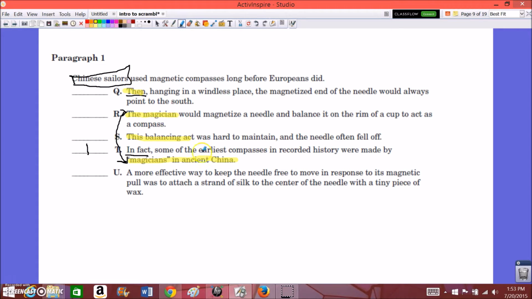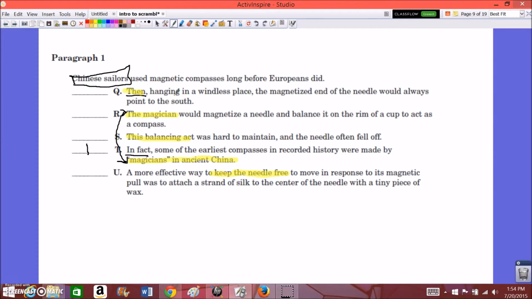Now, let me look at the last sentence for any phrases. "A more effective way to keep the needle free to move in response to its magnetic pull is to attach a strand of silk." Okay, "to keep the needle free." Seems like this is part of that sequence that was introduced with Q, so I'm going to hold off on that sentence. Now, when I first read sentence T, I linked it up with sentence R. So it would make logical sense that T would come first and R would come next. So let me read it together. That's another thing that I do.